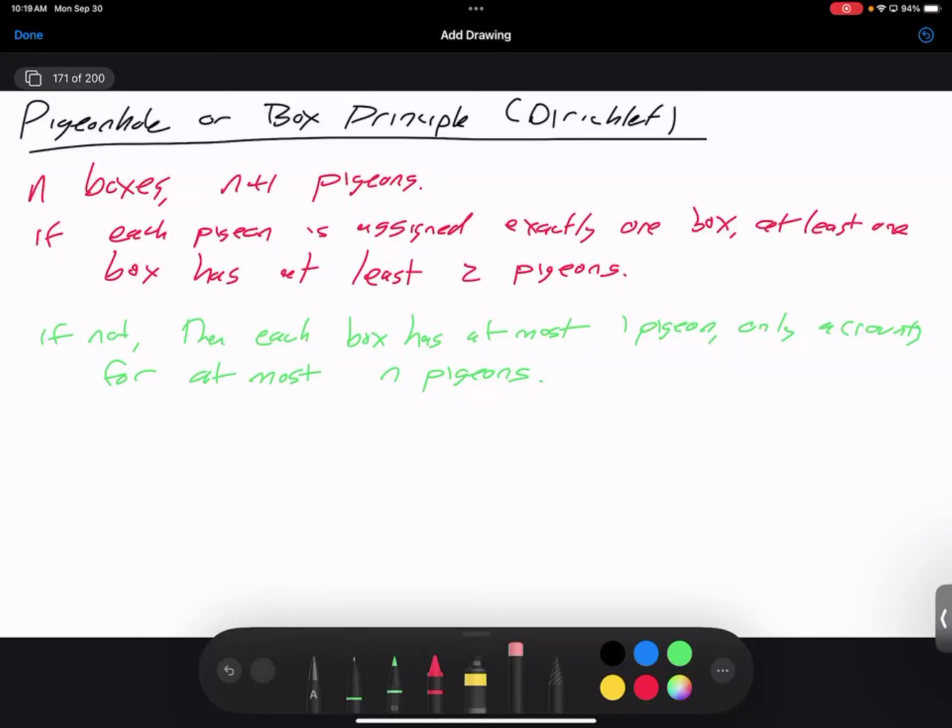There's another way, even more extreme. All of them go into one box, right? There's multiple ways for it to happen. So no matter how many pigeons I give you, as long as there's more pigeons than boxes, at least one box has at least two pigeons. It is possible, if I give you exactly n plus 1 pigeons, that I do exactly what you said. One box gets two, everything else gets one. So it's possible that I might not do better than this. It's possible that I could have a box with 3 pigeons. It's possible I could have multiple boxes with 2 pigeons.